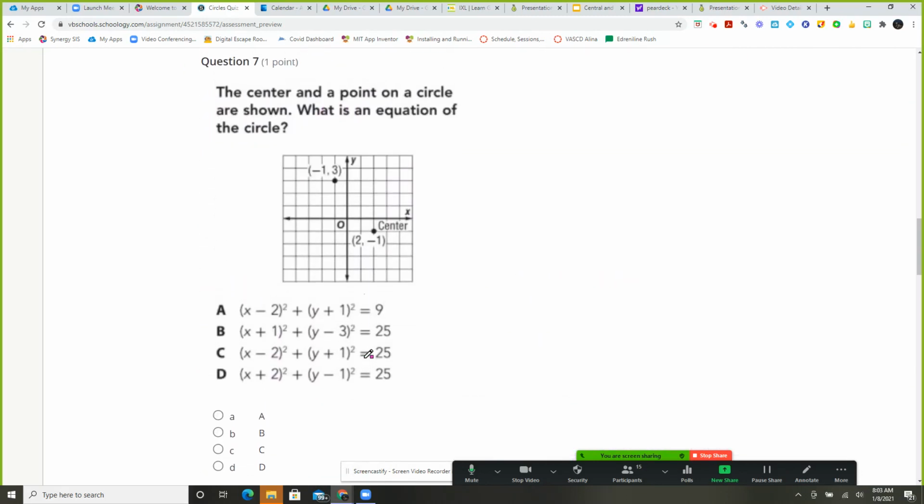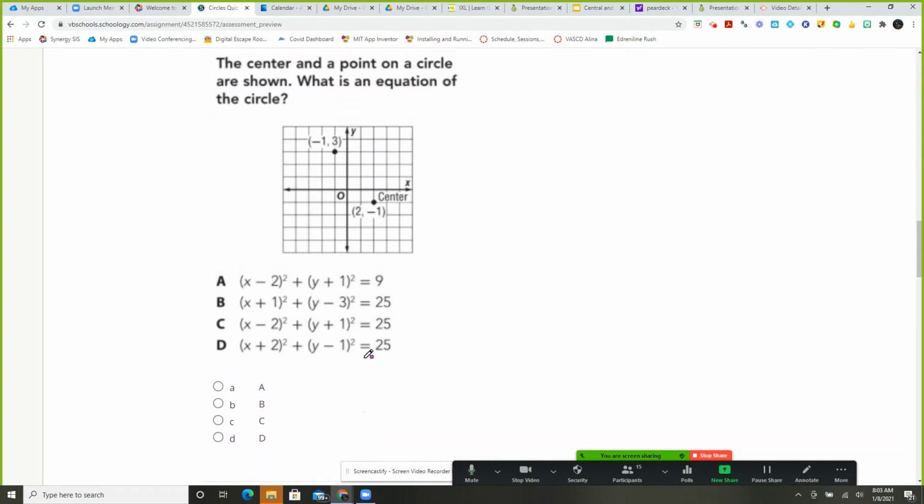All right, question number 7. I think this is the last one for circles, or maybe there's one more for circles. There's 2 more. Okay. The center and a point on the circle are shown. What is the equation of the circle? So sometimes I like to imagine that there's a circle there, right? If I know that this is the center, I know my equation has to start with a -2. So it has to start with a -2. I can eliminate those 2 answers. And then it has to have a +1. So it's got a +1 and a +1.